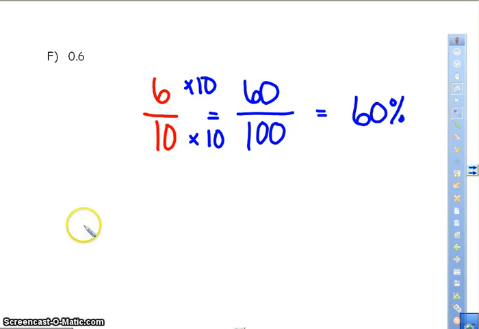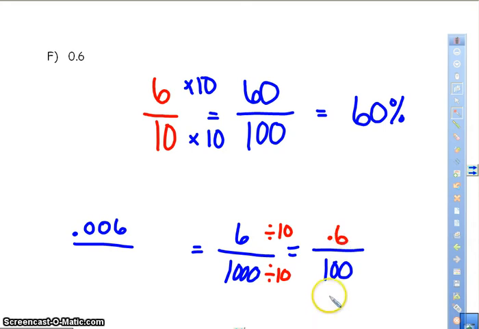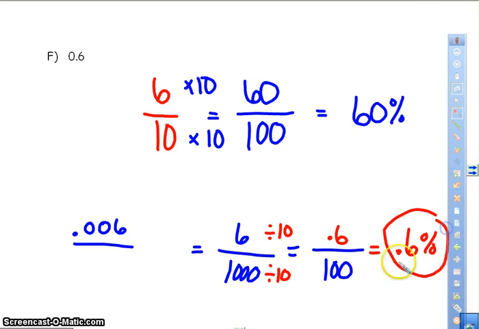I'm going to do an extra one. Thing to keep in mind is that if this is my decimal, this is 6 thousandths. Once again, in order to write it as a percent, it needs to be out of 100. So what can I do to 1,000 to get to 100? You divide by 10. So 1,000 divided by 10 is 100, and 6 divided by 10 is 0.6. So here my percent would be 0.6%. Your percents may come out as decimals, that's fine.